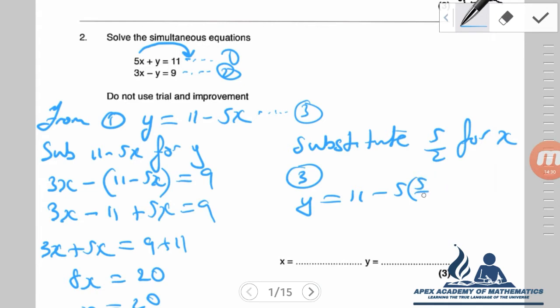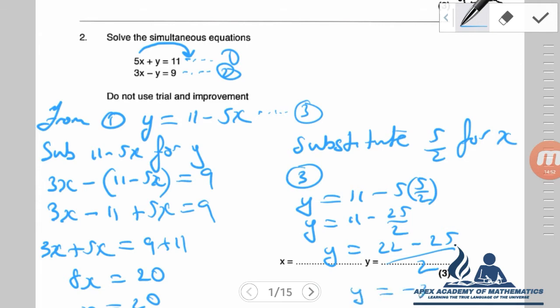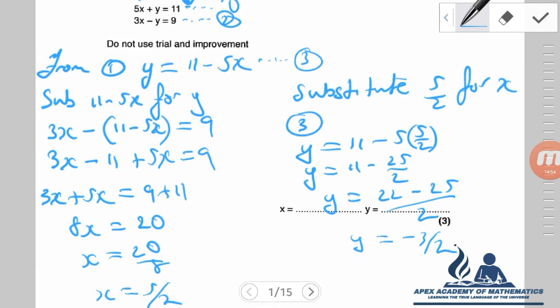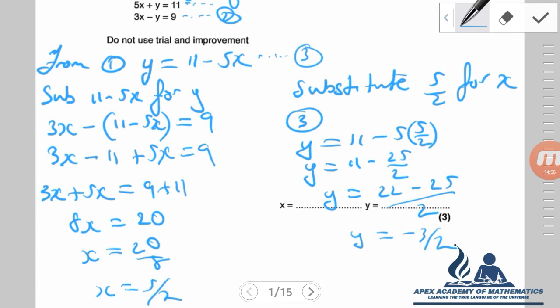So I have here y is equal to 11 minus 25 over 2. 5 times 5 is 25 over 2. And then easily now I can have y is equal to 22 minus 25 over 2. And now I have y is equal to negative 3 over 2. I hope you guys got that part. These are my two solutions here.